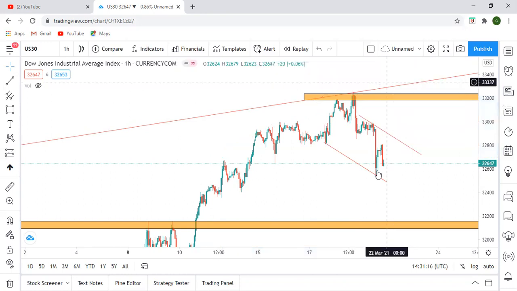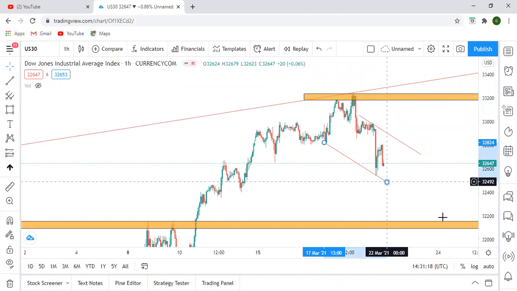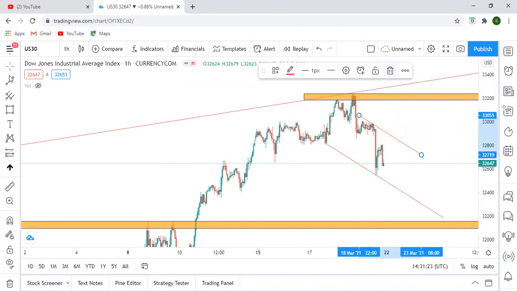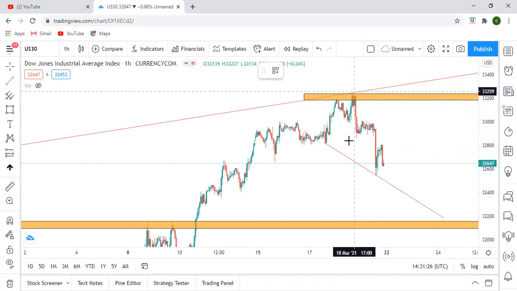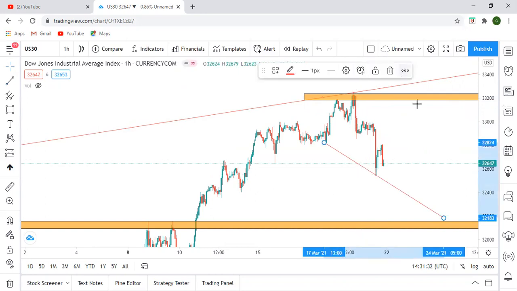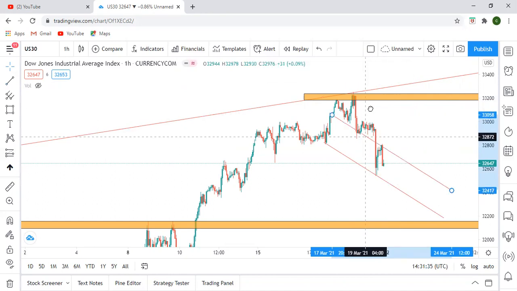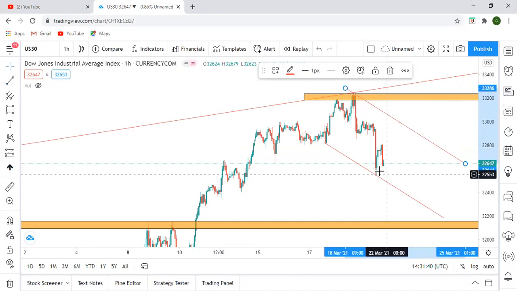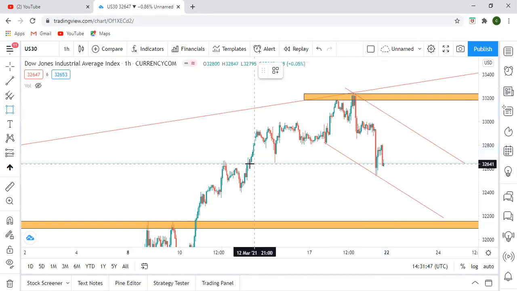So we are working with the current structure. So we want to know where we are going to sell US30. So let's just adjust our upper trend line so that we can see what we have. So we are having something like this on US30. We are having some kind of a falling channel. But right now we are at support.